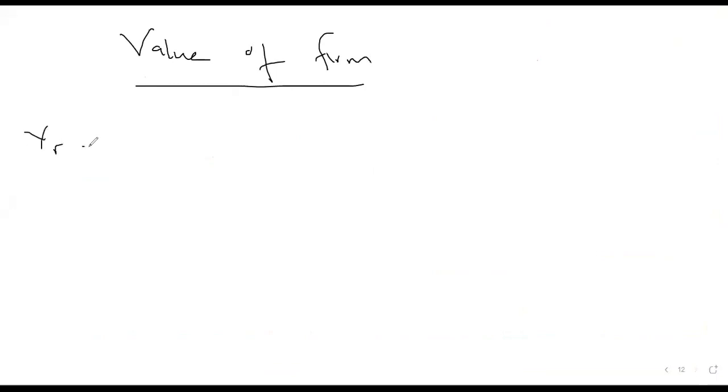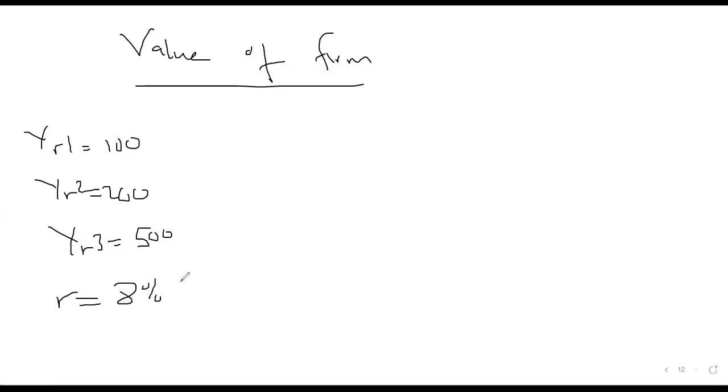So regarding the value of the firm, you'll be asked to compute the value of a firm. For instance, a firm which may have, in year 1, 100 kwacha, year 2, 200, year 3, maybe 500. And we're given 8%. So to get the value of a firm, we can compute the cash flows over the discount rate to the power n.